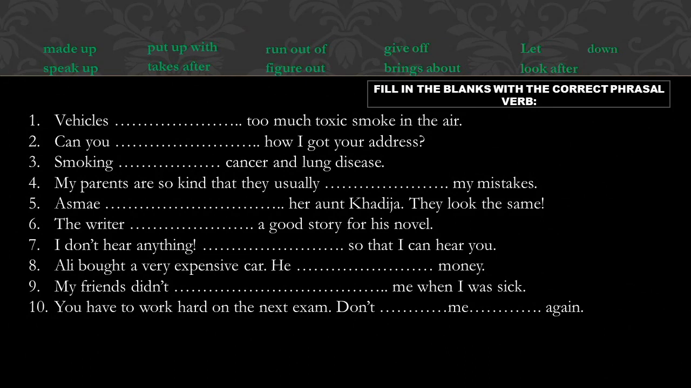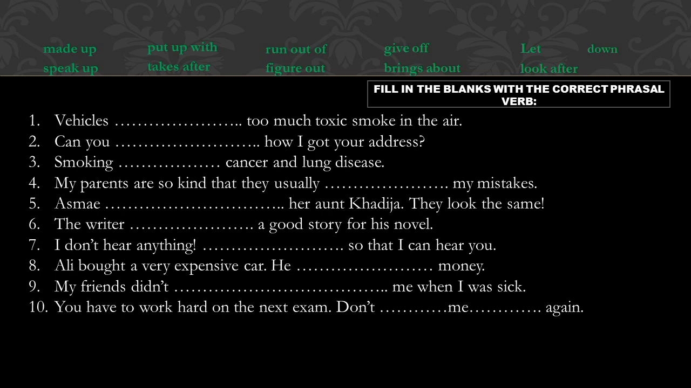In this second exercise, we are going to try to master the use of phrasal verbs. So you have 10 sentences and 10 phrasal verbs, and all you have to do is fill in the blanks with the correct phrasal verb. But before you do so, pause the video and think a little, and then we're going to move to the correction.